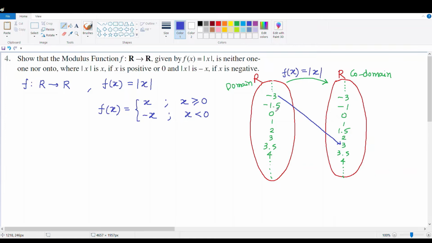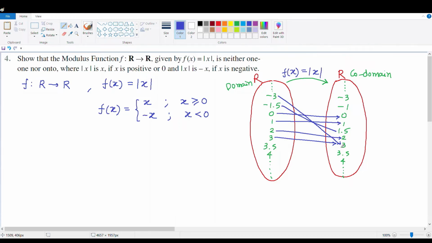Now negative 1.5 is going to get connected to positive 1.5, because the function of mod is what? It converts the negative value into a positive value. If you already have a positive value, then it stays as it is. So 0 is going to get connected to 0, then 1 to 1, then 2 to 2, then 3 to 3. So your negative 3 was also connected to 3. Your positive 3 is also connected to 3.